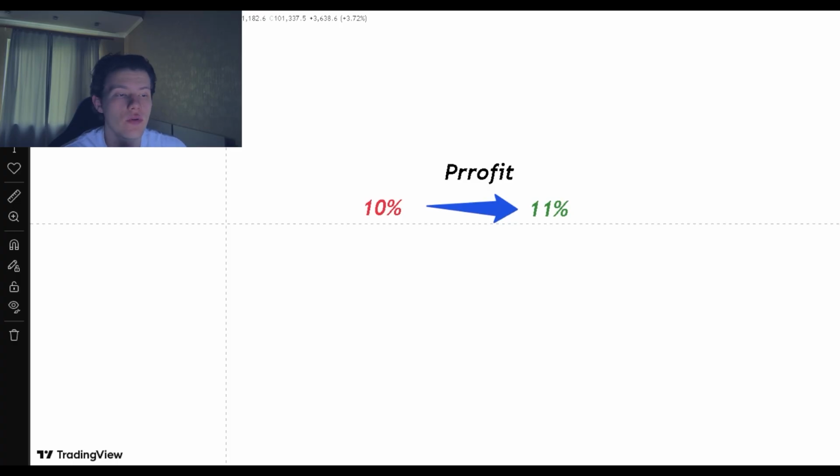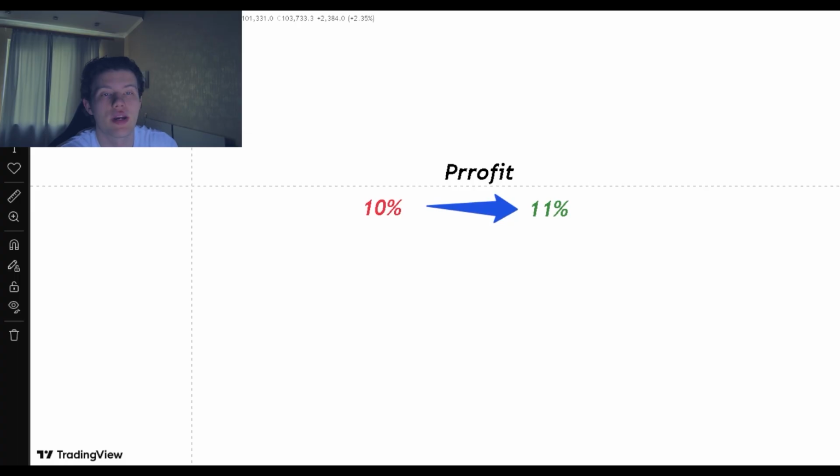Look at this math. If you lose 10% of your account, you need an 11% gain to get back to break even.